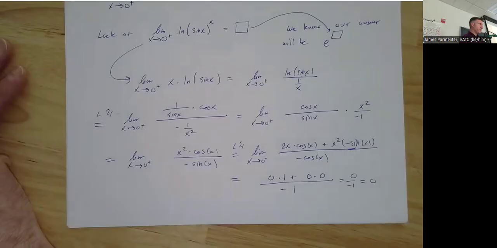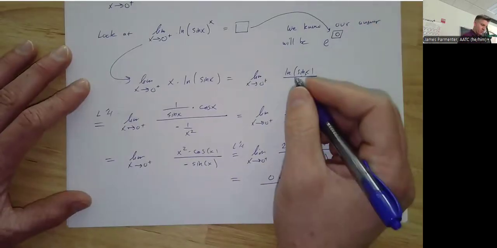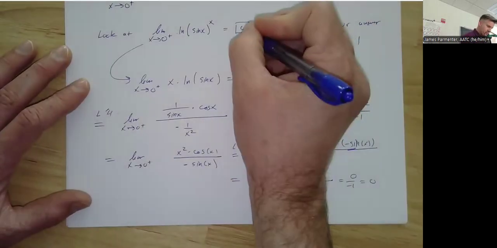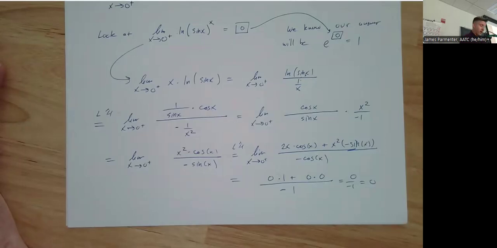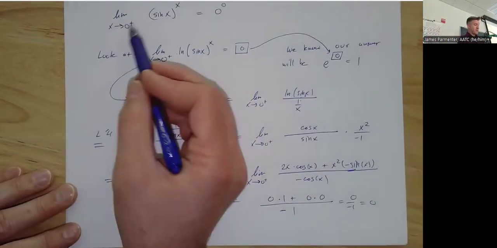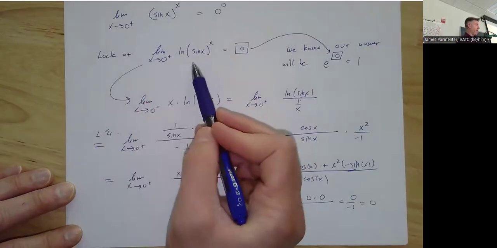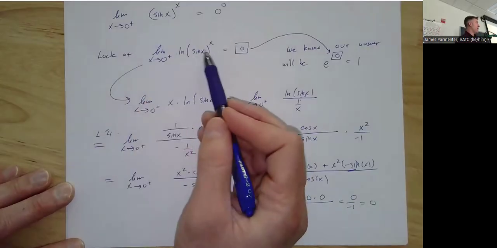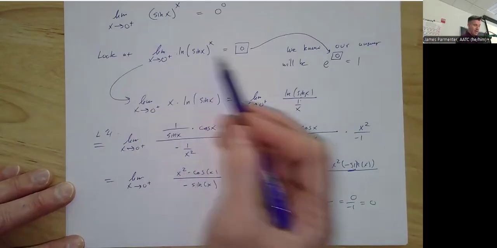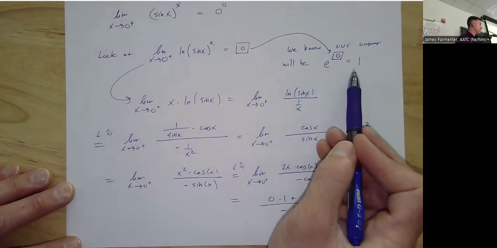Be careful. It's easy to forget that our answer isn't 0. Our answer is e to the 0, which is 1. The problem with these problems is they get so long, you forget what you did in the beginning. In the beginning, we were trying to find the limit of sine of x to the x. We found the limit of the natural log of sine of x to the x. To undo that natural log, we have to do e to the stuff. So e to the result is 1.